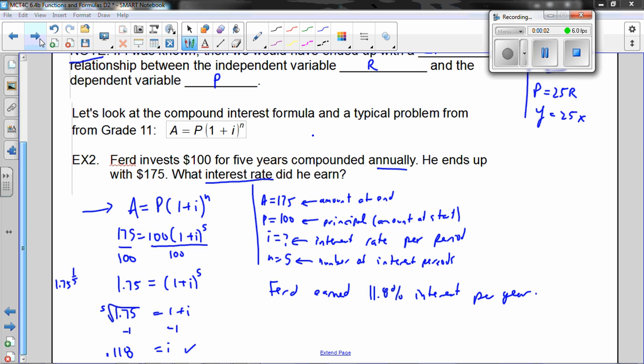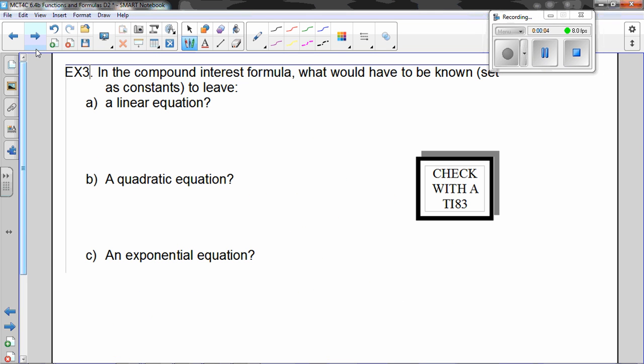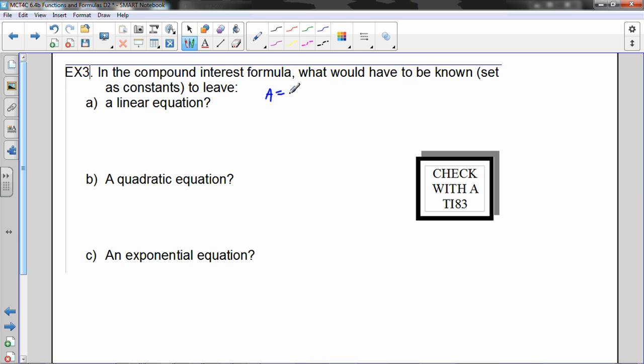Okay, we're back with part 2, day 59. The question is, in the compound interest formula, what would have to be known or set as constants to leave a linear equation? Well, let's have a think about this.